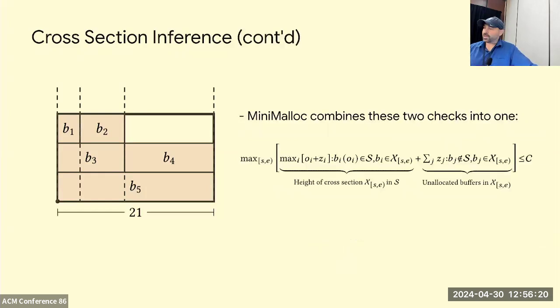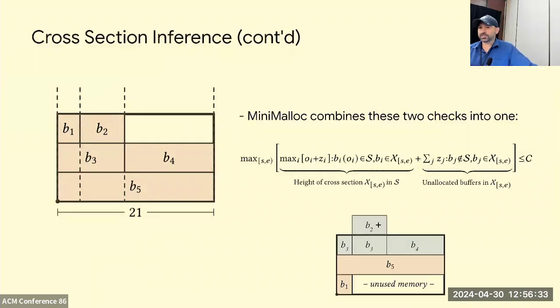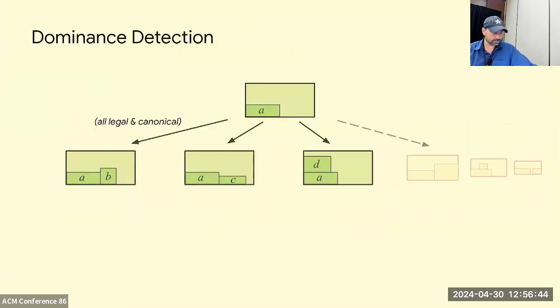What you can do, though, is combine those into a much stronger lower bound. And the idea here is that for any allocated buffer, the highest one in any cross section, you can add on top of it the total area of the unallocated buffers. And if any of the cross sections eclipse that upper limit on memory, you can backtrack. And so this is a much more powerful way of doing inference than using pure binary SAT-based constraints.